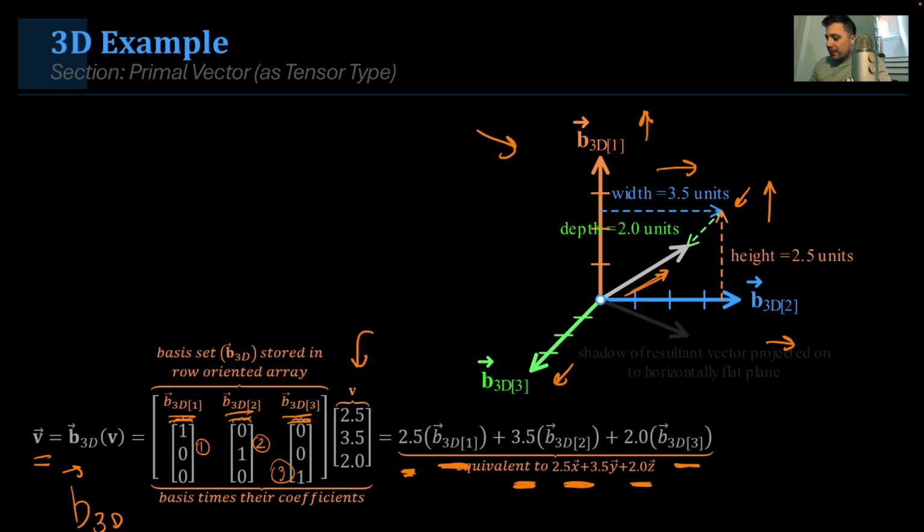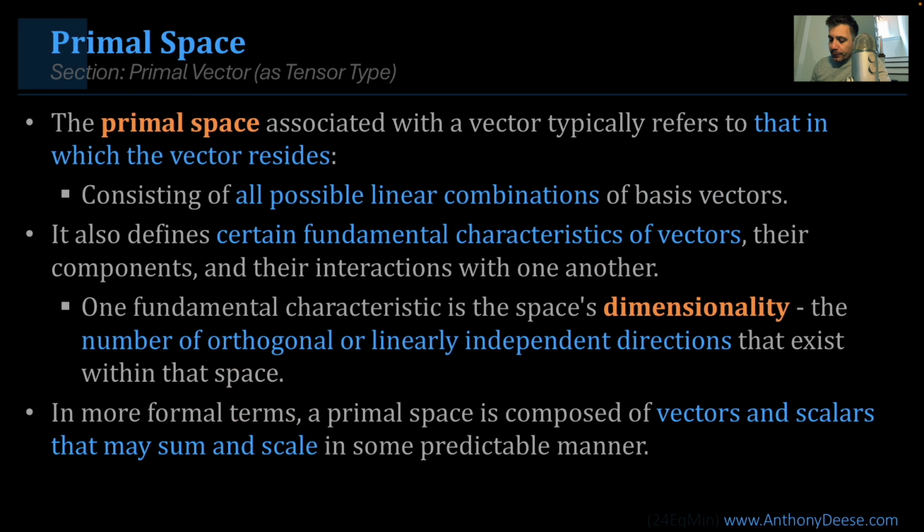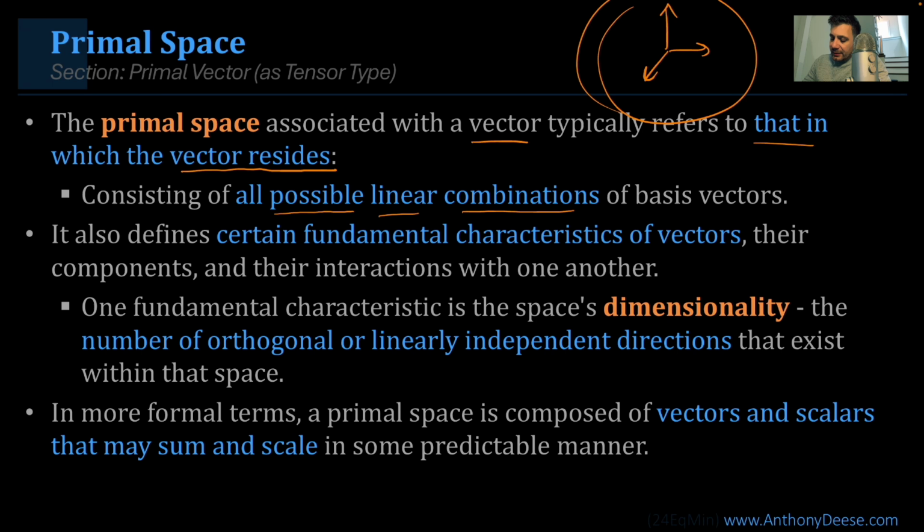I think this is the type of vector addition that most of you are familiar with from work in trigonometry or geometry. So a primal space associated with a vector typically refers to that in which the vector resides. It consists of all the possible linear combinations of the basis vectors, with the basis vectors, right, being represented by the axes. It also defines certain fundamental characteristics of vectors, their components, and their interactions with one another.